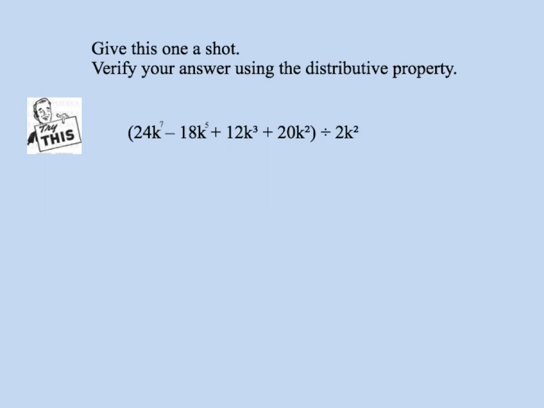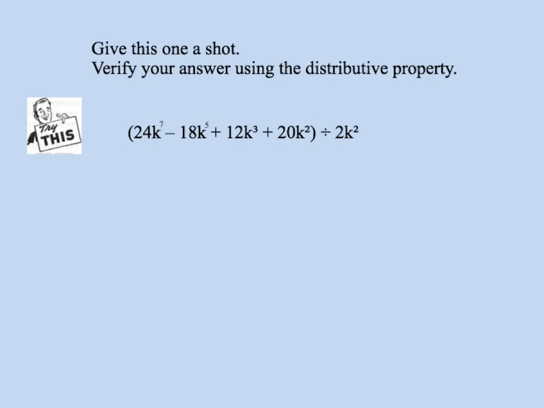Alright, so remember, each of the terms in our polynomial must be divided by our monomial. That means that the 24k to the 7 had to be divided by the 2k squared, the negative 18k to the 5 had to be divided by the 2k squared, as well as the 12k cubed and the 20k squared. So let's take it one step at a time.